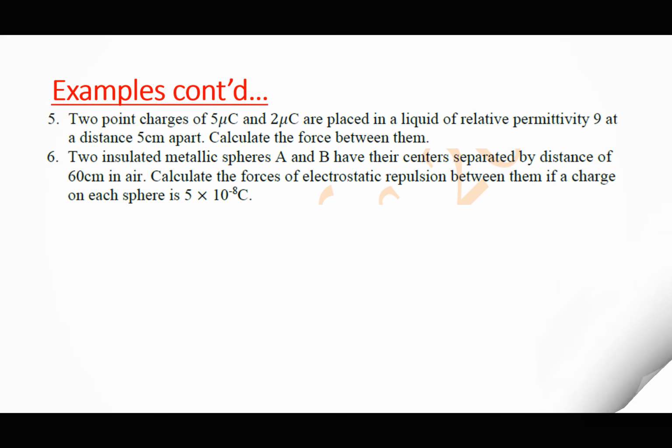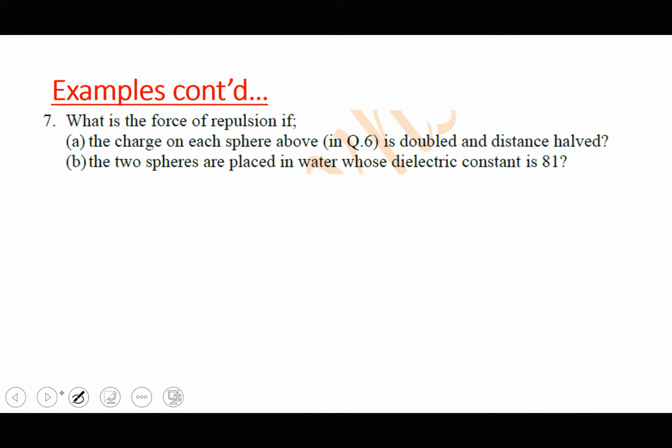Okay, next, example number 7. What is the force of repulsion if the charge on each sphere above, that is in question 6, is doubled? I think that is an obvious question. If the charge is doubled, initially the charge was 5.0 times 10 power negative 8 coulombs, so we just multiply that by 2. And part B, the two spheres are placed in water whose dielectric constant, or relative permittivity, is 81. So in part A, we are doubling the charge.